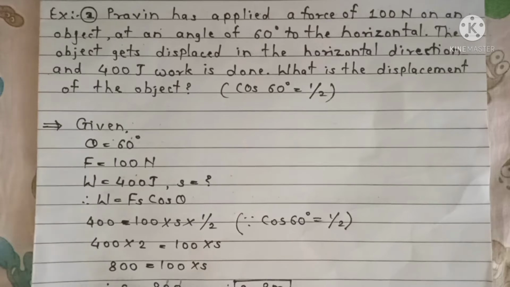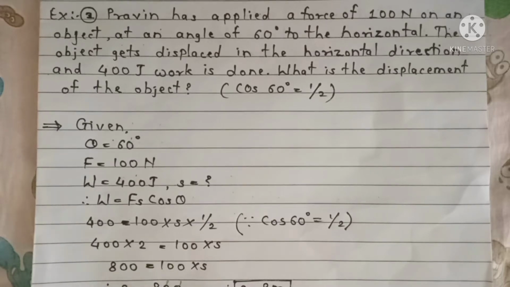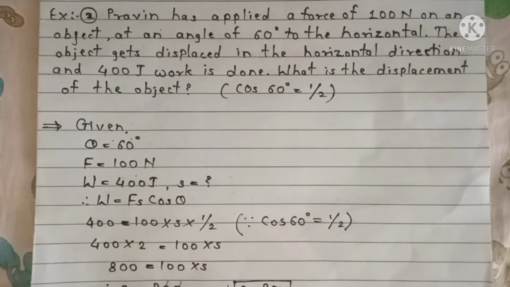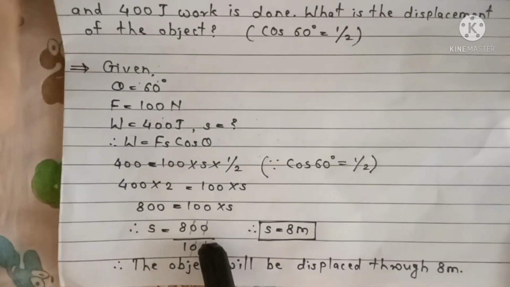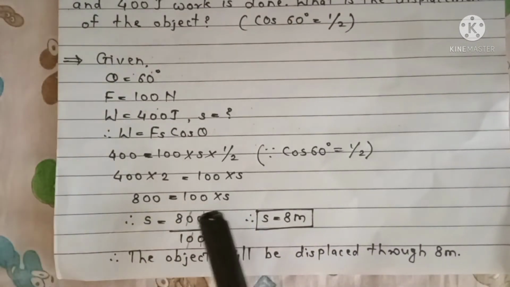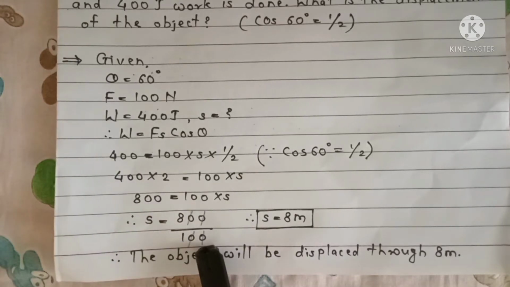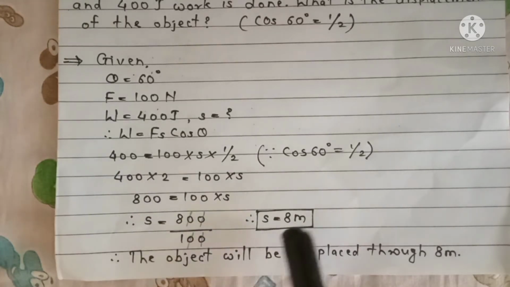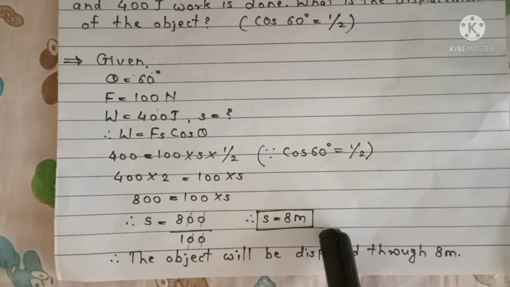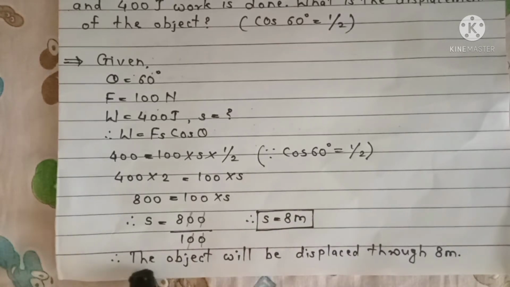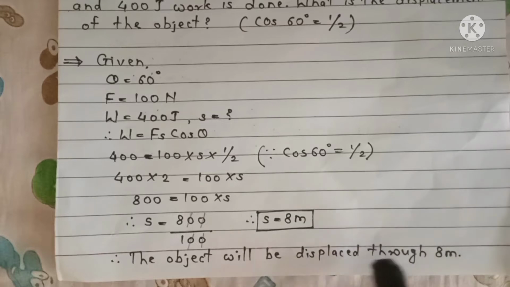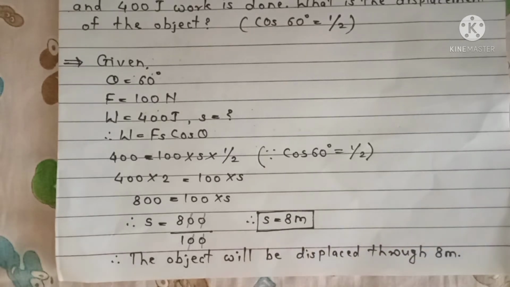So therefore S is equal to 800 upon 100. Here this 0 from numerator as well as denominator will get cancelled. So therefore S is equal to 8 meter. Therefore the object will be displaced through 8 meter.